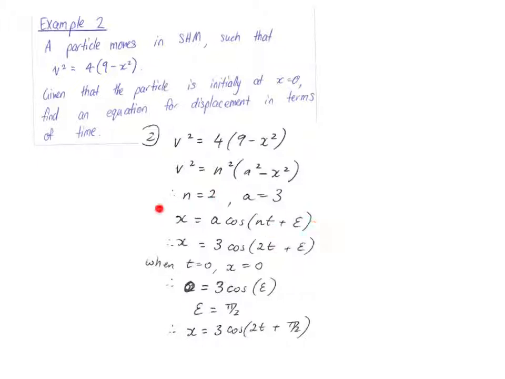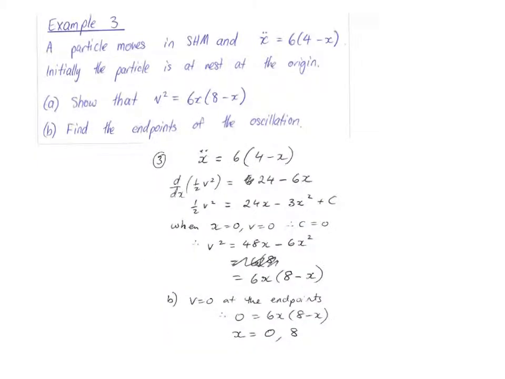But remember this is the equation for the displacement. So you've got n is 2, a is 3. So now we just need epsilon, and we can find that by using the information given that the particle is initially at x equals 0. That means when t equals 0, x equals 0, sub that in and we get epsilon, and then there we have an equation for displacement in terms of time.